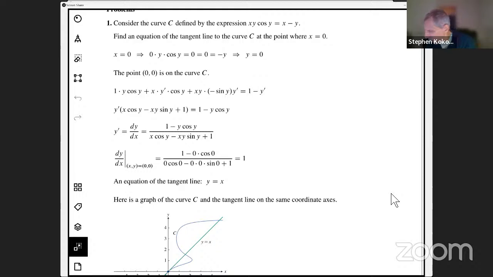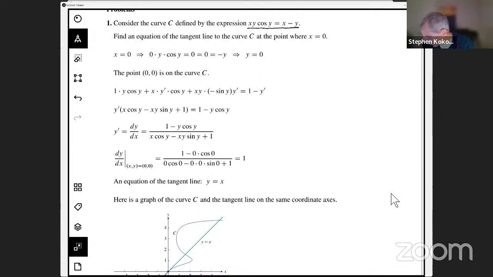So here we go. Let's consider this curve C, which is defined by this expression: x times y times the cosine of y is equal to x minus y. Well, the very first thing I want to do here with this problem is to see if I can find an equation of the tangent line to the curve C at the point where x is equal to 0. Well, in order for me to do that, I need both a point and a slope. And I'm going to start by trying to find the point.